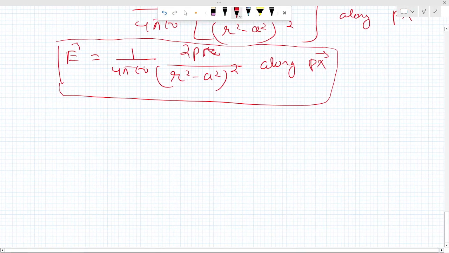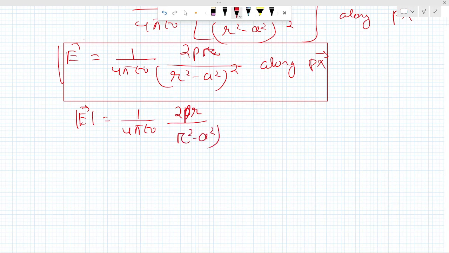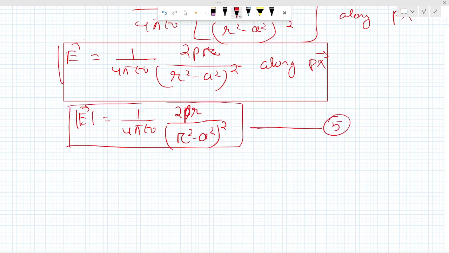If I write the magnitude part only, then I can write it like this: 1 by 4 pi epsilon naught 2pr divided by r square minus a square whole square. This is the magnitude. Give it equation number 5.